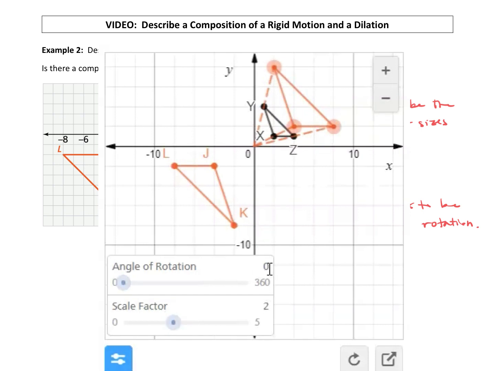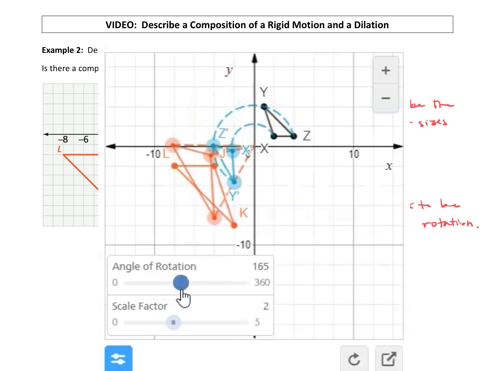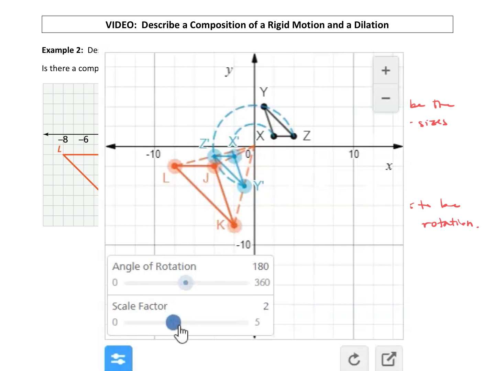Right now the rotation is 0, but I'm going to rotate it 180 degrees about the origin. So over here you can see it's rotating. I'm going to try to land on 180 degrees. Sometimes it's hard. Oop, went too far. 180 degrees. And we can see that we mapped it right onto JKL. So we did a dilation with a scale factor of 2, followed by a rotation. So that was a composition of a rigid motion and a dilation.